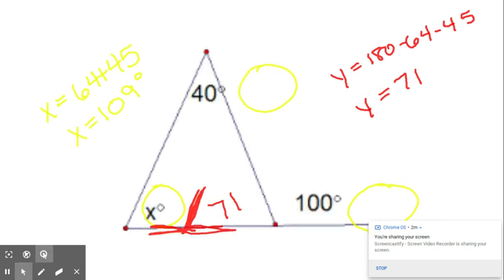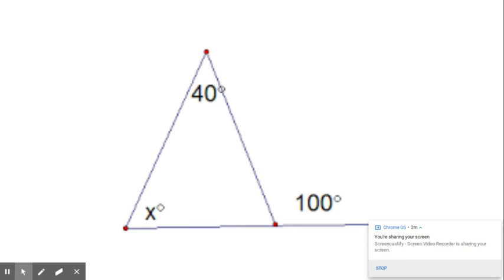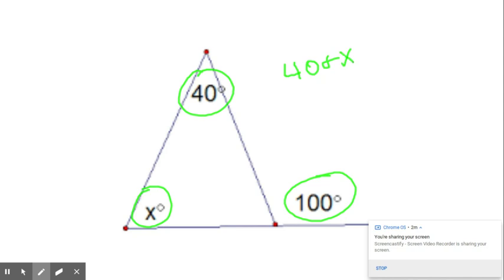Finally, they threw us a little curveball with this last question. With the final one here, now they gave me the exterior angle, and my job is to find x over here. Well, it doesn't change anything. We still use the exterior angle theorem on this one. The exterior angle theorem tells us that if this is the exterior angle, 40 and x are its remote interior angles. So 40 plus x equals 100. To solve, I have to subtract 40 over, and I get x equals 60 degrees.